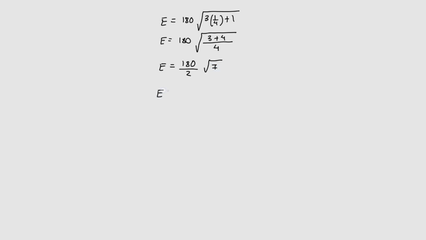Okay, so if you calculate this value, you have 180 divided by 2, you get 90 into root 7, or you have the value to be equal to 238.1 Newton per coulomb. This is the answer for question number 3.